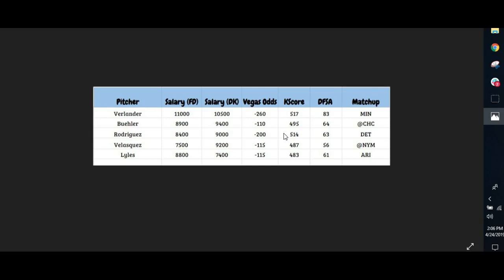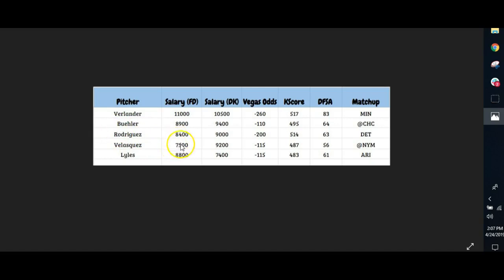Looking down at Vincent Velasquez, 7,500 is a little bit more of a savings, about $900 off of Erod. So this is what I'm comparing everything to now. See, if I had minus 200 and a 514, would I pay $2,000 more, $2,600 more for a little stronger Vegas odds and really no difference in K-score? The answer is probably no. So you have found your main pitcher. Now we're comparing to him.